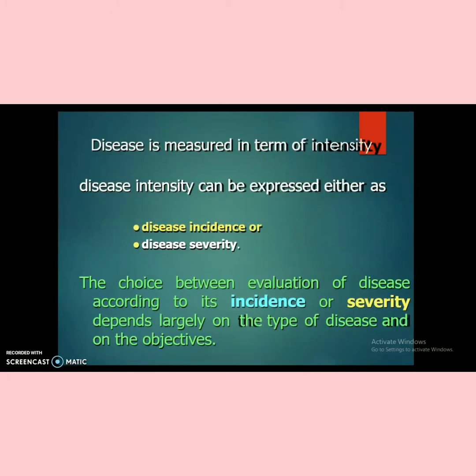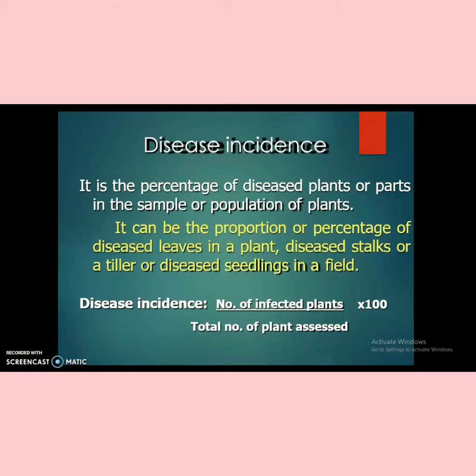Disease is measured in terms of intensity. Disease intensity can be expressed by two models. The first model is disease incidence and the second model is disease severity. The selection of either one of these models depends upon the type of the disease and our objective of study for research purposes.